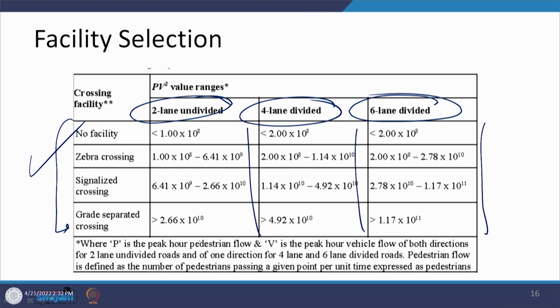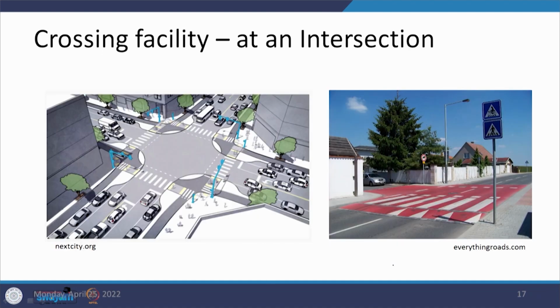So, you can see that this value goes as high as 1.17 into 10 to the power 11 in the case of a 6-lane divided system. Now, let us look at these crossing facilities and intersections and the important things being done there. What you can find is a very good crossing facility being provided, which is connected at the footpath level also. So, everywhere it is connected in this form.